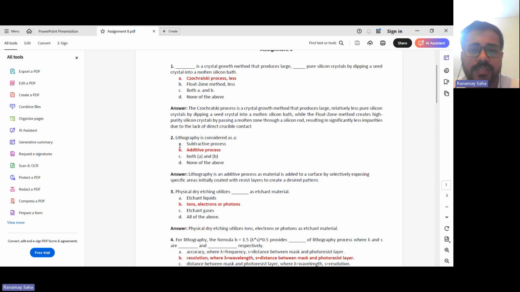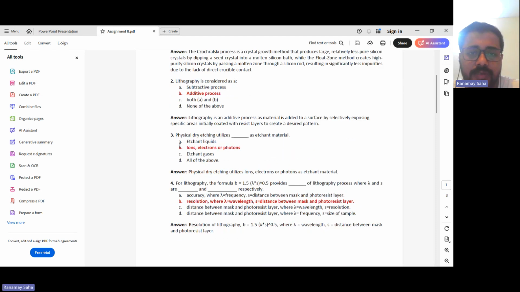So the next question was about lithography, whether lithography is an additive or subtractive process. So lithography is an additive process as the material is being added to a surface by selectively exposing specific areas initially coated with resist layers to create a desired pattern. Okay. So we saw the lithography process through a schematic very elaborately in the last class. So this question wouldn't have been quite tough for you to answer, right?